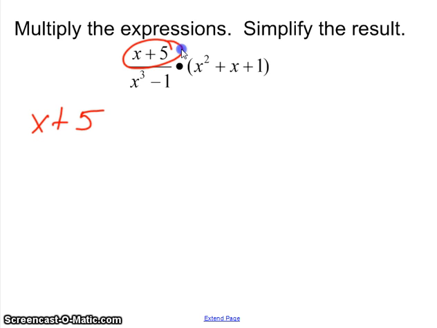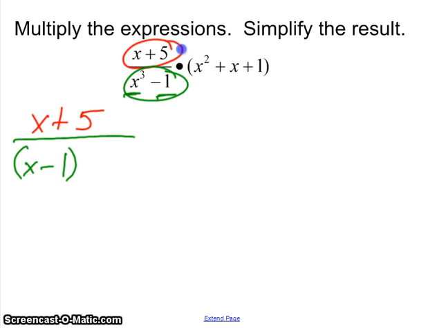Now I'm going to factor the bottom left. All right, this has two terms. They are both perfect cubes. x to the power of 3 is a perfect cube, and 1 is a perfect cube. It's 1 times 1 times 1. So we're going to use the difference of two cubes to factor that. The cube root of x cubed is x. The cube root of 1 is 1. And so I'm putting that into the formula.